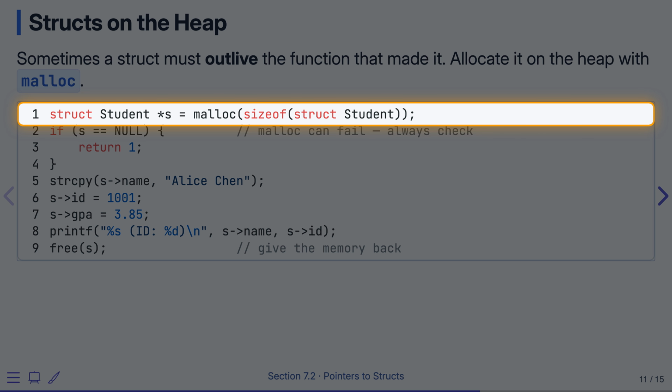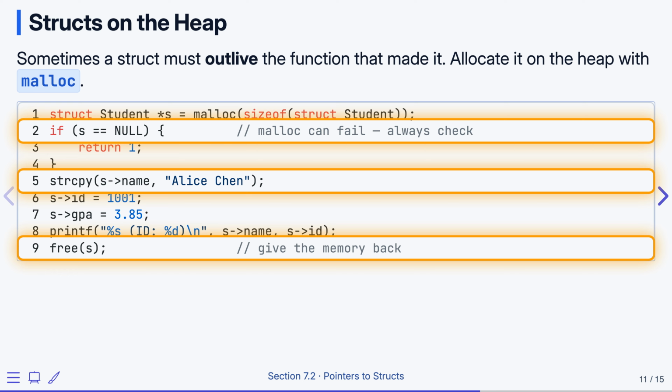So far, every struct has been a local variable on the stack, gone when the function returns. Sometimes you need a struct that outlives its function. For that, you allocate it on the heap with malloc. Malloc, size of struct student, asks for exactly enough bytes for one student and returns a pointer to that heap memory. Malloc can fail if the system is out of memory and then it returns null.